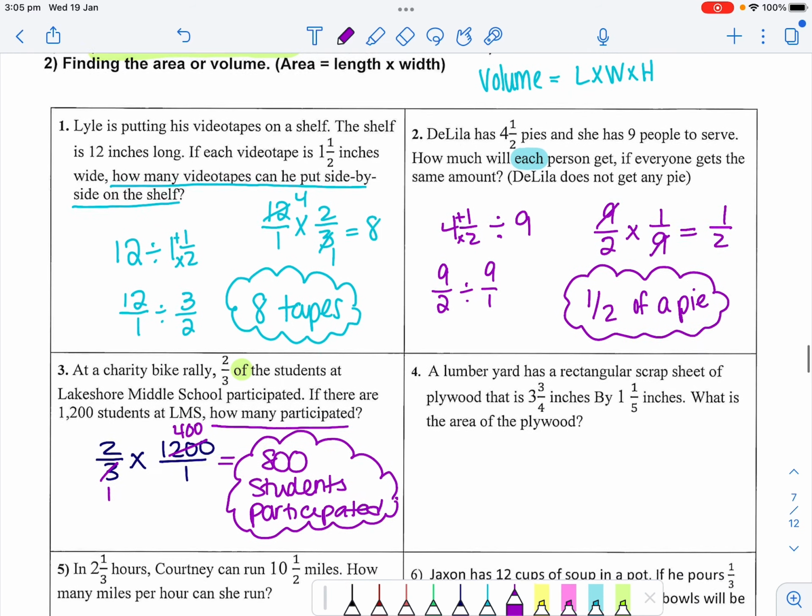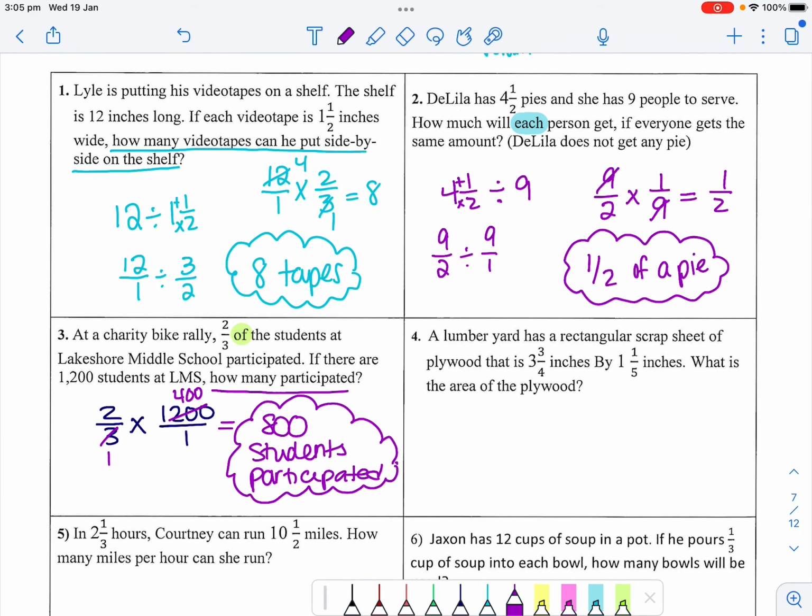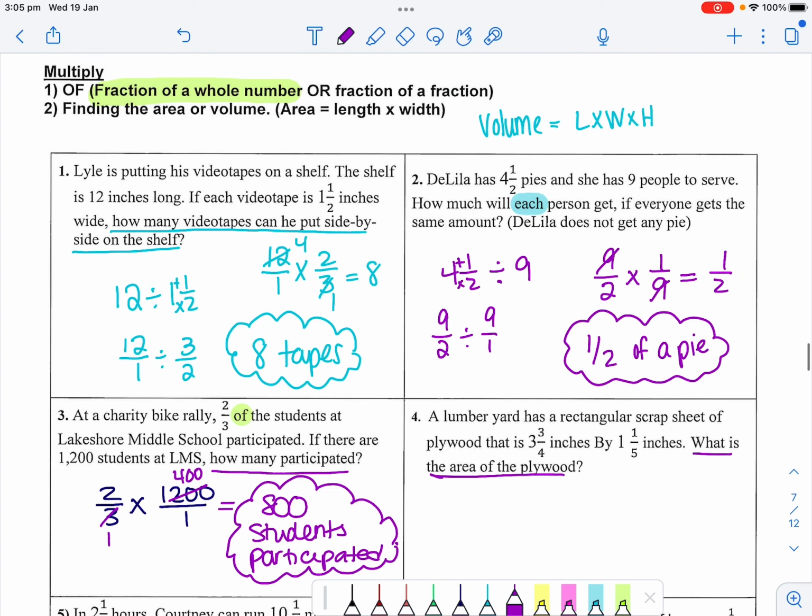Number 4 says a lumber yard has a rectangular scrap sheet of plywood that is 3 3/4 inches by 1 1/5 inches. What is the area? So what is the area of the plywood? Well, we know that finding area or volume is going to be multiplying. And area is length times width. So I'm going to do 3 3/4 times 1 1/5.